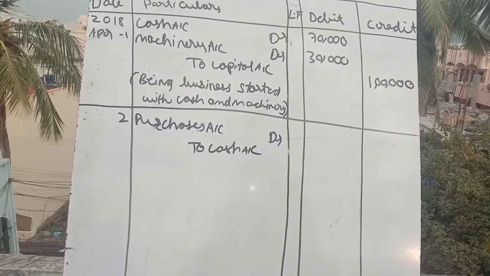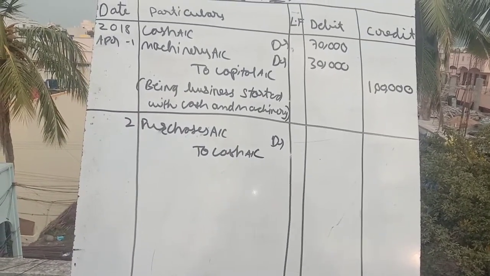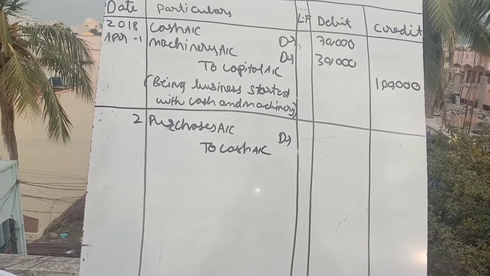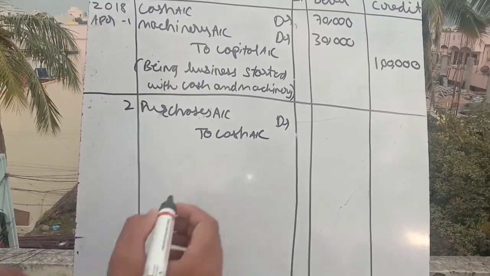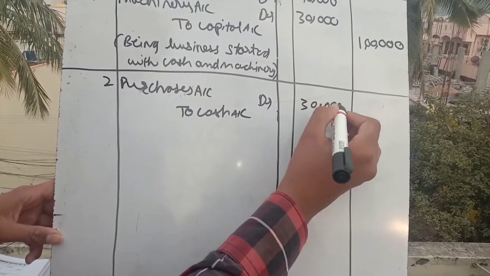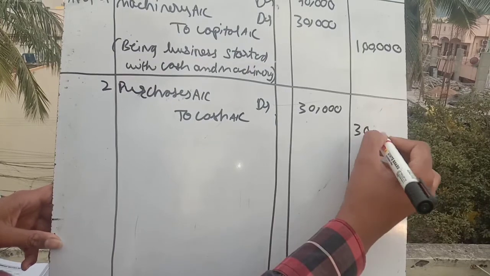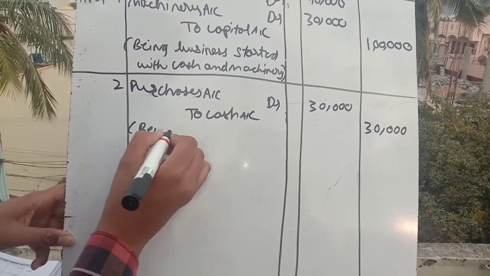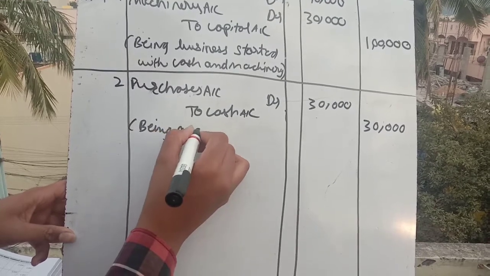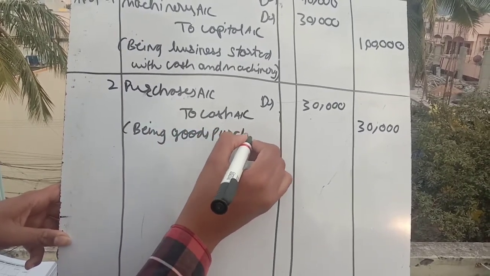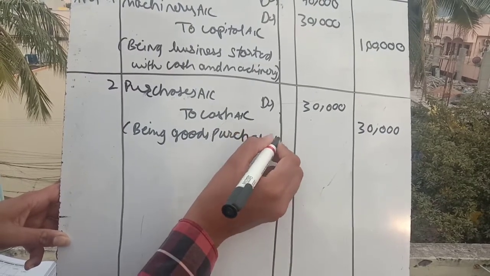So friends, when there is no mentioning of either cash or the name of any individual, we have to consider that as a cash transaction. That is 30,000 and 30,000. Narration we can write like: being goods purchased. That's it.